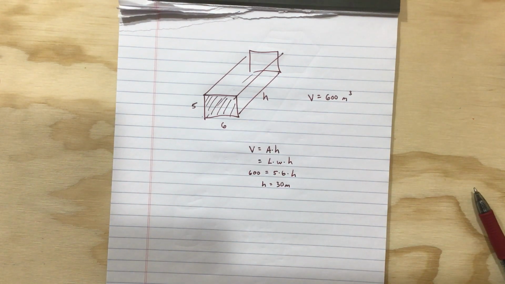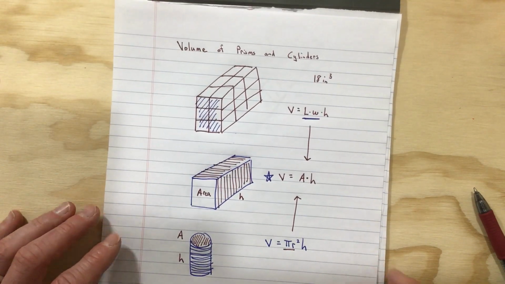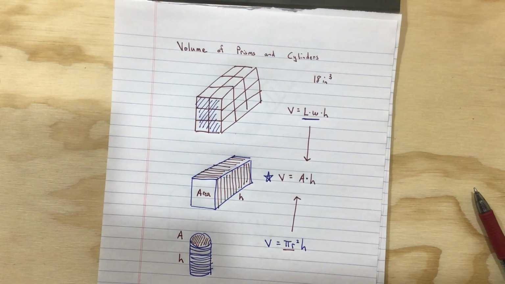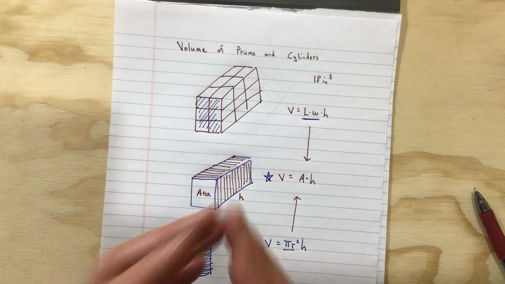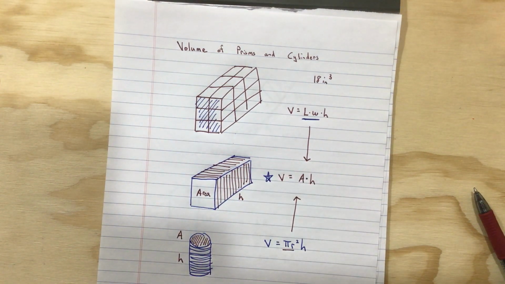Okay, hopefully this gets you started on finding the volume of cylinders and prisms and reminds you of this huge concept, an upper level type idea of a stacking principle, that the volume, we can take the cross-sectional area of something and we can multiply by the depth to get the volume. Okay?